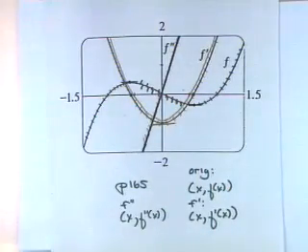Is that okay, Umair? So, the graph of f prime is a parabola. And the f double prime is a straight line. Why is that?